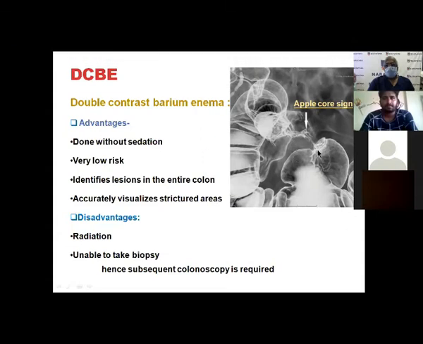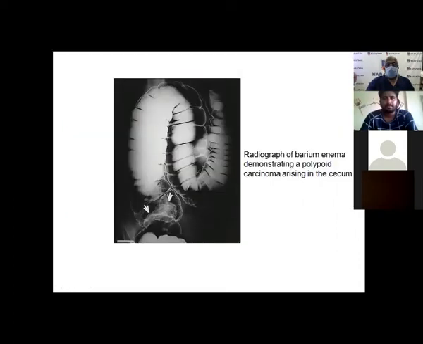Here you can see a nice apple core appearance of the colon, where there is a normal lumen. This is nothing but an apple core. Beautifully taken barium contrast, double contrast barium enema. This is again a barium enema, which is showing a polypoidal growth in the cecum. This is the cecum, this is the ascending colon, this is the transverse colon going to the splenic flexure.